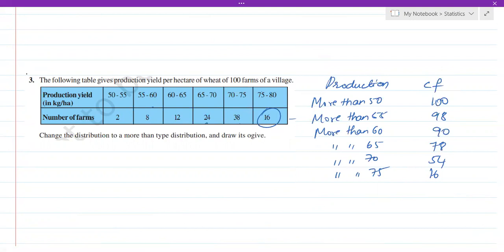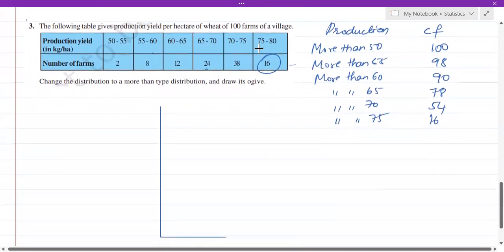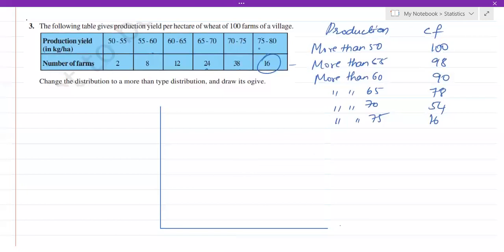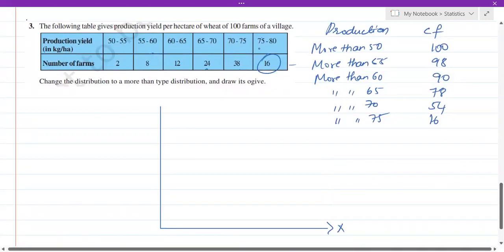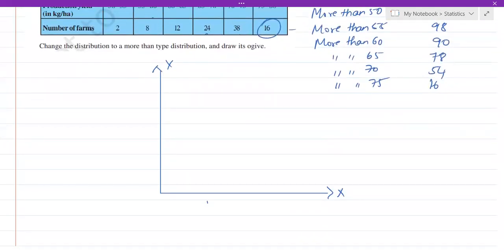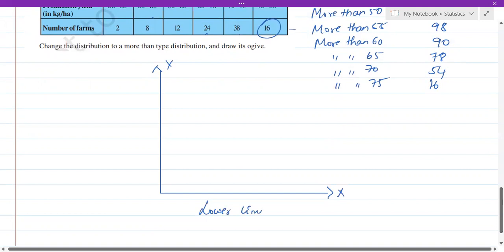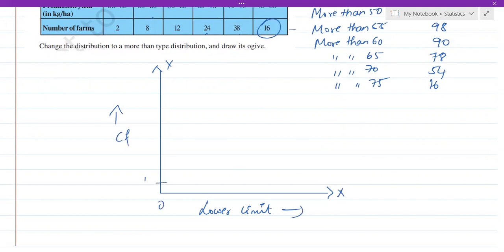Okay. Now let's try to plot a graph for this. Let's plot a graph. So this is our x-axis and y-axis. Remember here, since it is a more than type, we take lower limit in x-axis, isn't it? And CF in y-axis as usual. And the plotting will also be the same type. CF will always be in 10 units: 10, 20, 30, 40, 50, 60, 70.